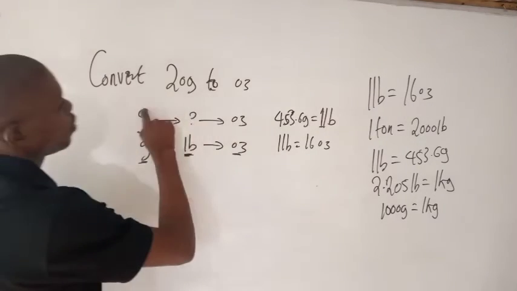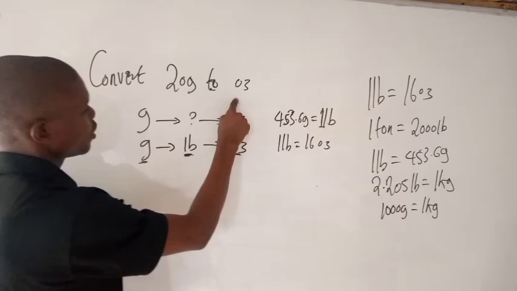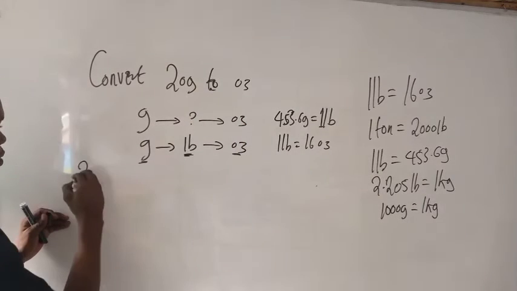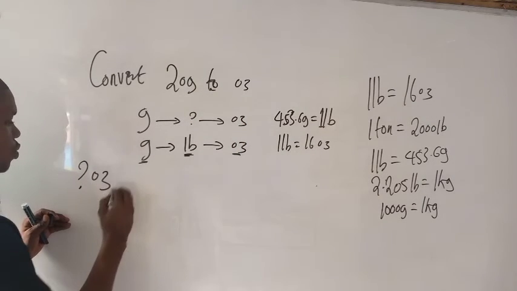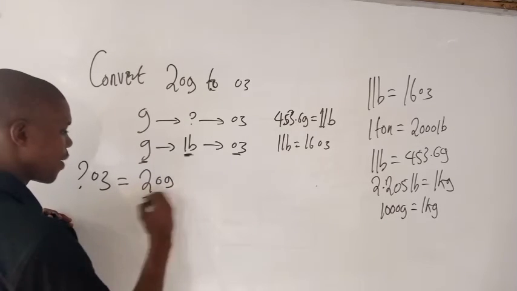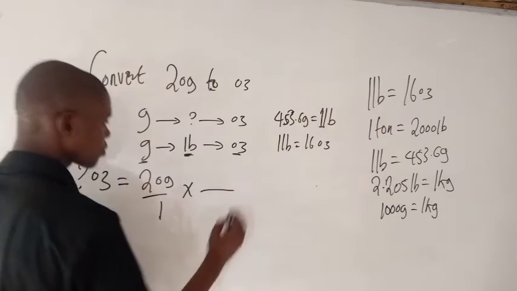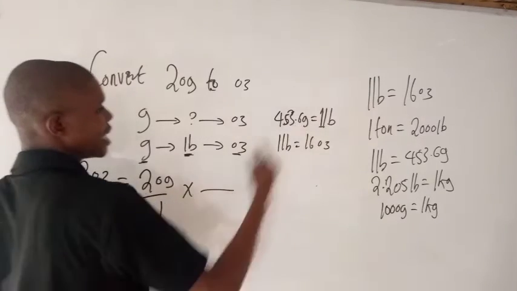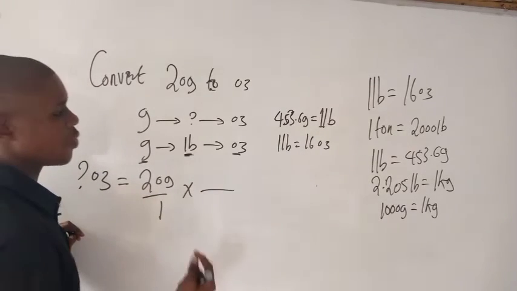So I'm going to write this one now in a mathematical statement. Where are we converting to? We are converting to ounce. Now what are we converting? We are converting 20 gram over 1 times. So I'm going to take the first one. Remember, I must arrange my units in such a way that they cancel each other, leaving what we desire.